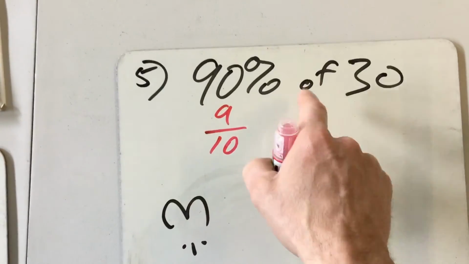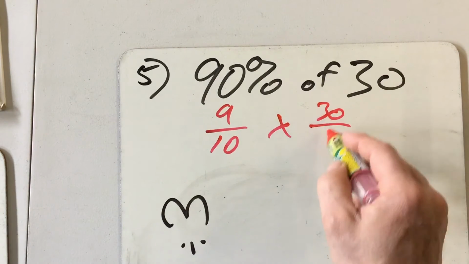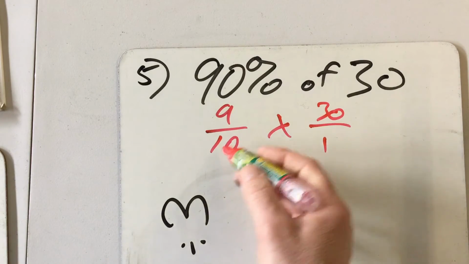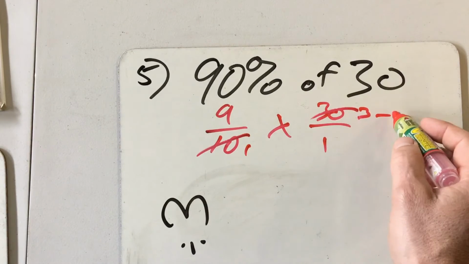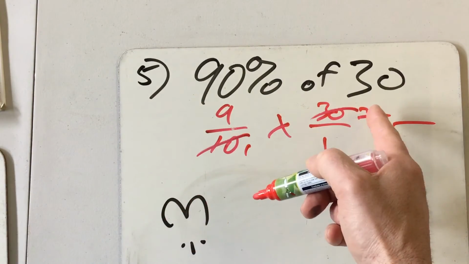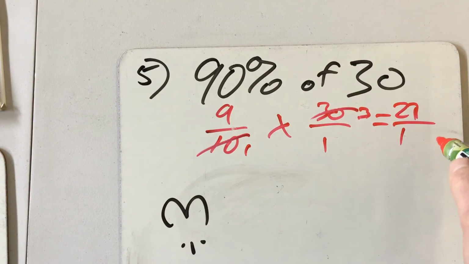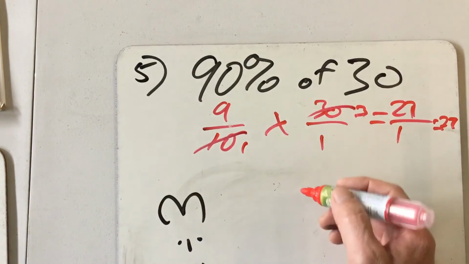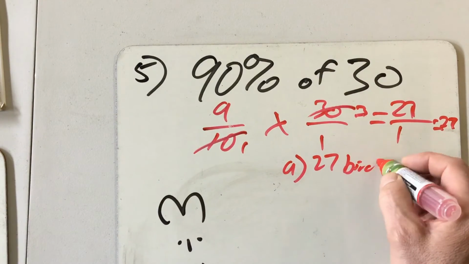Of is always turned into a multiplication. And then 30 has to go into a fraction, so 30 over 1. I can do some fancy little cross canceling here, with the 10 and the 3, divide them both by 10, I get 1 and 3. And now I get 9 times 3 is 27 over 1, which is 27. That means 27 are birch trees, so that answers A, 27 birch trees.